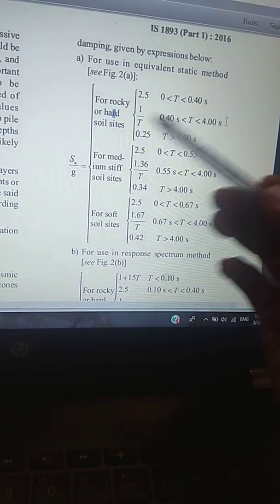So Sa by g will be equal to 1 by T. That is what is done in the calculation here. So Sa by g is nothing but 1 by T, because I have to follow this particular condition. So on substituting, Sa by g equals 1 divided by 0.537, I have the value of Sa by g, that is 1.862.